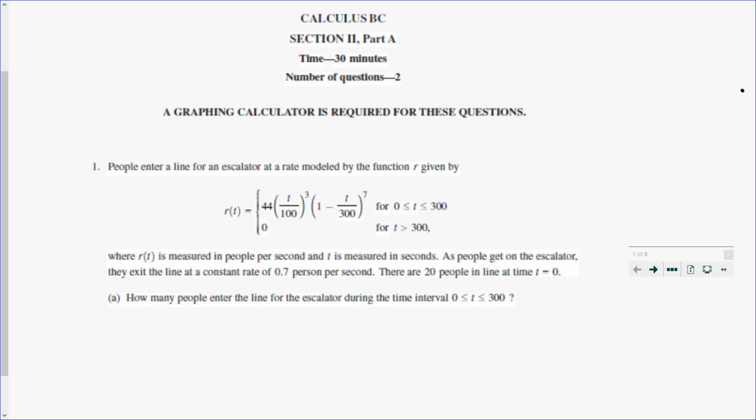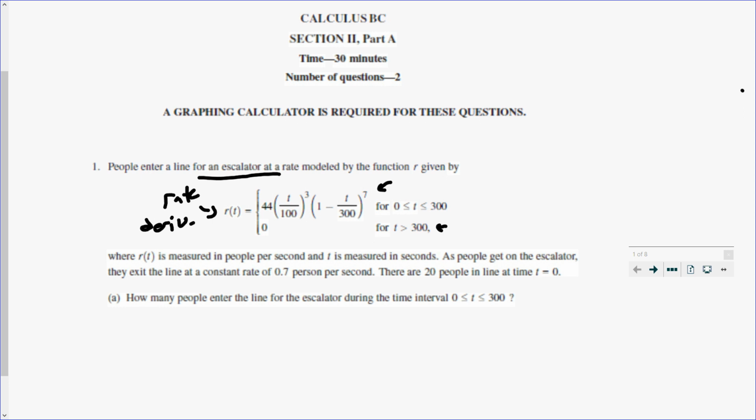People are entering a line for an escalator. So we're getting in line for an escalator. How exciting is that? And they give us these two rates. Just give us this rate. So remember, this is a rate, which means that for us, it's a derivative. Between 0 and 300 seconds, this is the rate at which people are entering the line. And after 300 seconds, oh, look, nobody is getting in line anymore. So r(t) is measured in people per second, and t is measured in seconds.